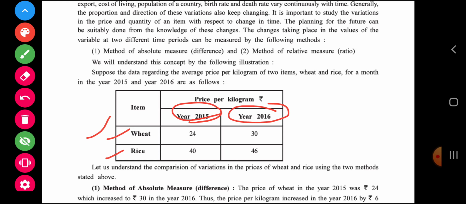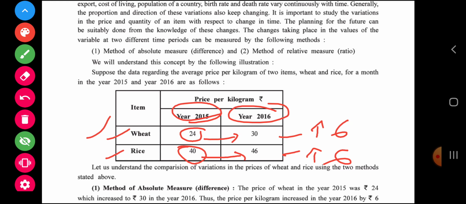Now if you compare the price of wheat, you will see that it increased from 24 to 30 rupees. So your normal analysis will be what? That it has increased by 6 rupees. 6 rupees increase happened, right? In 2016 compared to 2015, there was a 6 rupees increase. In the case of rice, if it went from 40 to 46, then again your conclusion is that it has increased by 6 rupees. But can we conclude that both the price of wheat and rice increased equally?